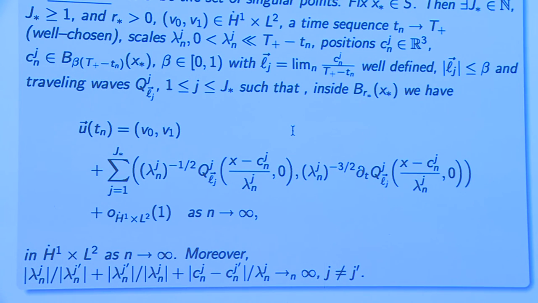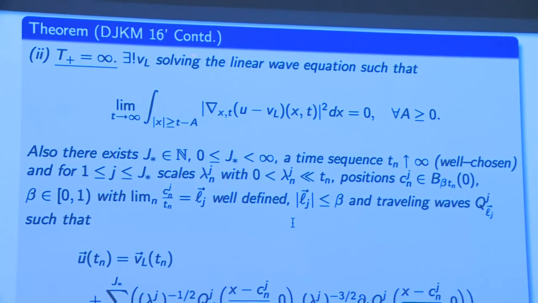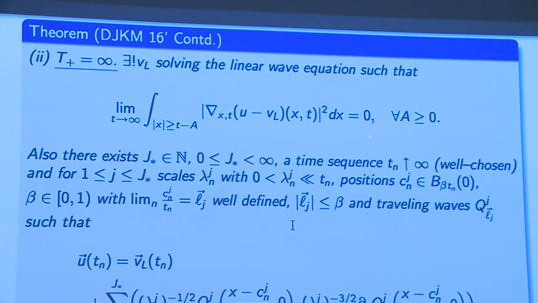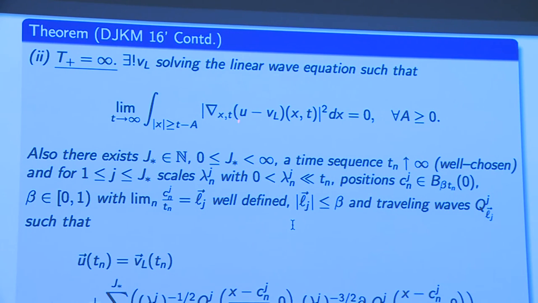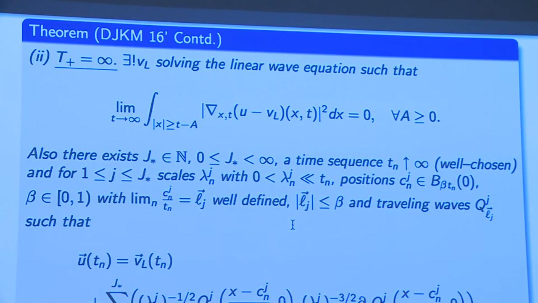Now let me go to the T plus infinity case. There's a VL solving the linear wave equation with this property that I explained, that away from the light cone, the difference goes to zero. Then I have J traveling waves. There might be no traveling wave in case my solution scatters. Right? If my solution scatters, I have no traveling waves.